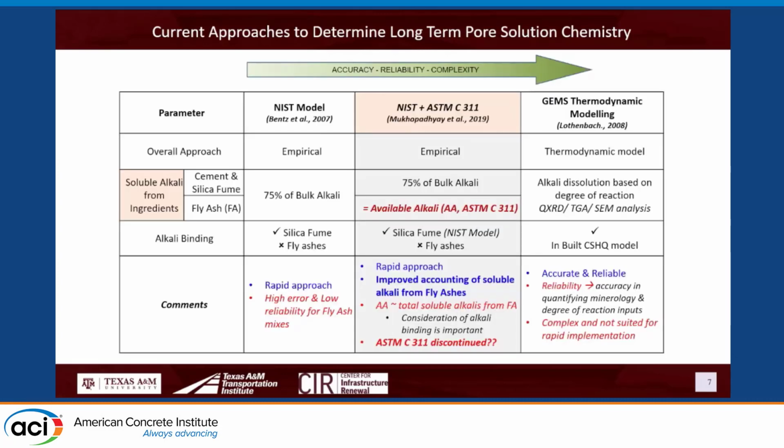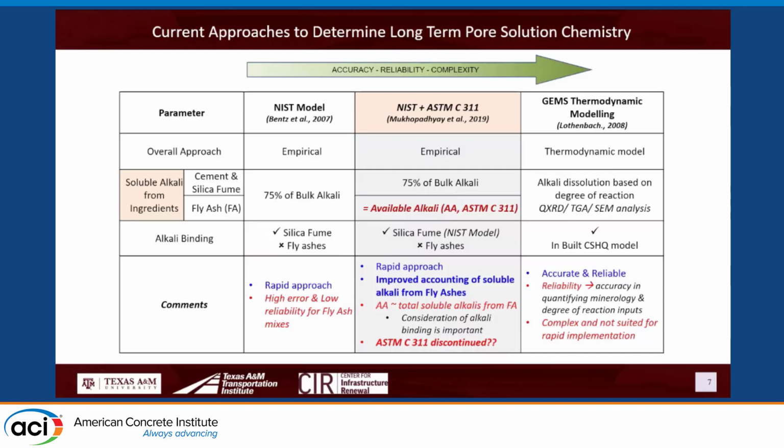So if I look at the current prediction models, there are 3 of them. From the accuracy standpoint, go from left to right. On the left side, the NIST model, which is the simplest model. And then there was another model developed in 2019, which is called NIST+. It's a better improvement over the traditional NIST model, and the third one is the GEMS thermodynamic model. The one on the right is extremely complex, but it's extremely reliable. We are trying to shoot somewhere in between, which is more reliable than the first 2, but less complex than the third one.